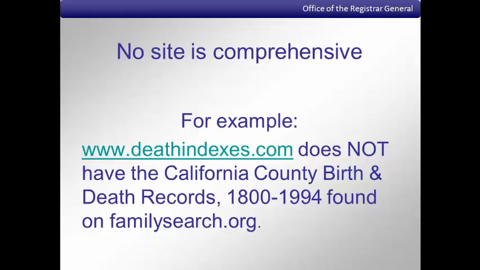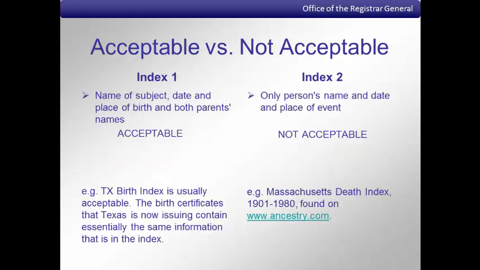However, please be aware that not all online vital records are listed on these sites. Some of the records found on FamilySearch.org, for instance, the California County Birth and Death Records 1800 to 1994, are not listed, so you should also check individual sites.